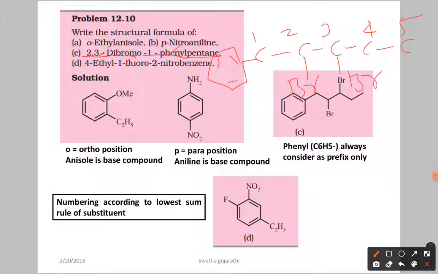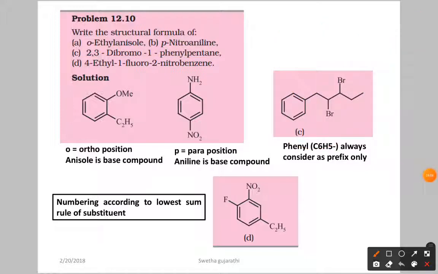After that you have to satisfy the carbon valency with hydrogen. Here this is a CH2. Here CH, why? Because already we have one bond here, so 3 bonds are there, and one bond we write with one hydrogen. Here again we have 3 bonds, so one other bond you have to write with hydrogen. This is one CH2 and this is one CH3. So this is the structure of 2,3-dibromo-1-phenylpentane. Here we wrote the bond structure. In this structure you can see this is the first carbon, second, third, fourth, fifth. So phenyl is always considered as a prefix only, not the suffix, so you are not going to end with benzene.